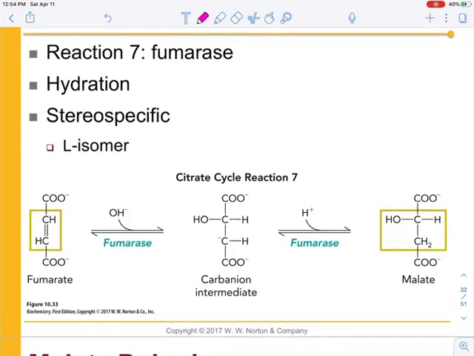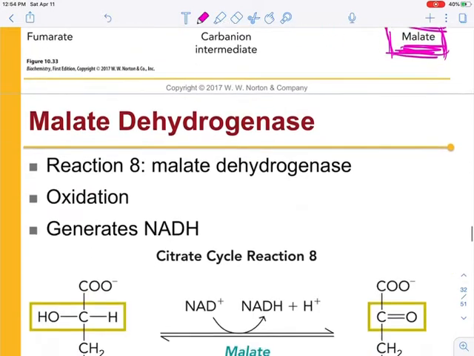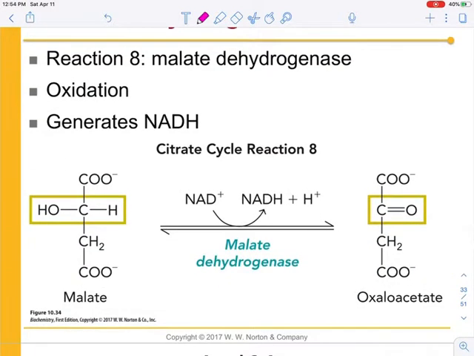The next step is to add a water across, and this occurs in a stereospecific way that Dr. Young, I'm sure, will go deep into. But for our purposes, adding a water across this bond forms a malate. And then this malate allows us to form oxaloacetate in the dehydrogenation process. So we're going to take this malate, remove electrons from there and form our last NADH. And then we're going to go back to what we started with, the oxaloacetate.